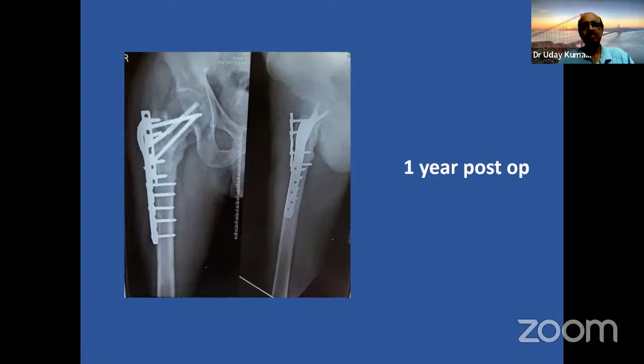But this was our experience with this particular plate, which in fact we did not want to use because of its bad results. But we started using it in about 5 to 6 cases, and we will be able to present our series once we are using the newer locking plates. Is that okay? Any more questions?